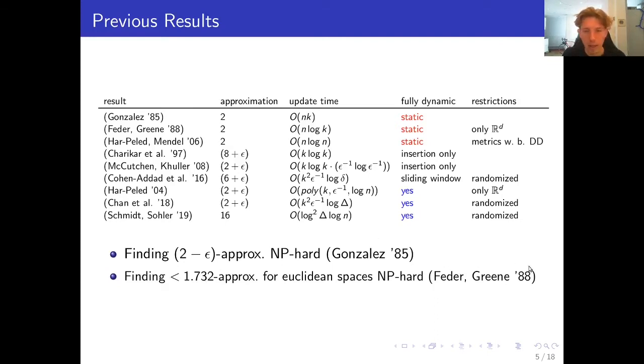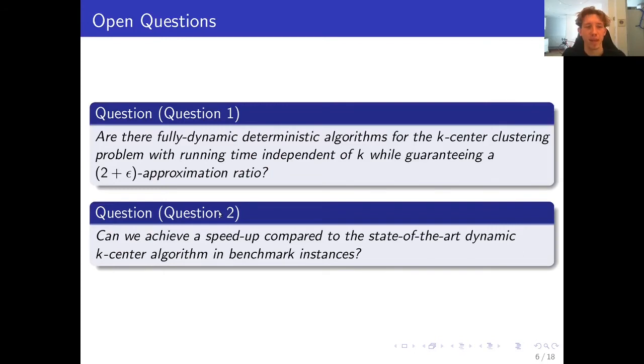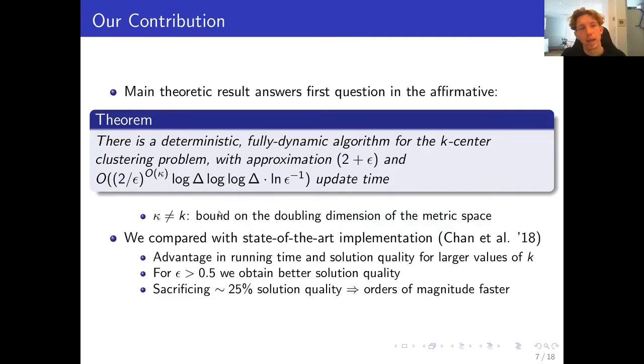Okay. So now, as you can see, all of these results have k or something worse in the running time, except for Schmidt and Sohler, which was independent of our work. And we asked the question, so this is the main question 1: are there fully dynamic, deterministic algorithms, because many algorithms were also randomized, for the k-center clustering problem with a running time independent of k, while guaranteeing a 2 plus epsilon approximation ratio? And the second question we had was, can we achieve a speed up compared to the state-of-the-art dynamic k-center algorithms in benchmark instances with this new algorithm? And we answered the first question in the affirmative.